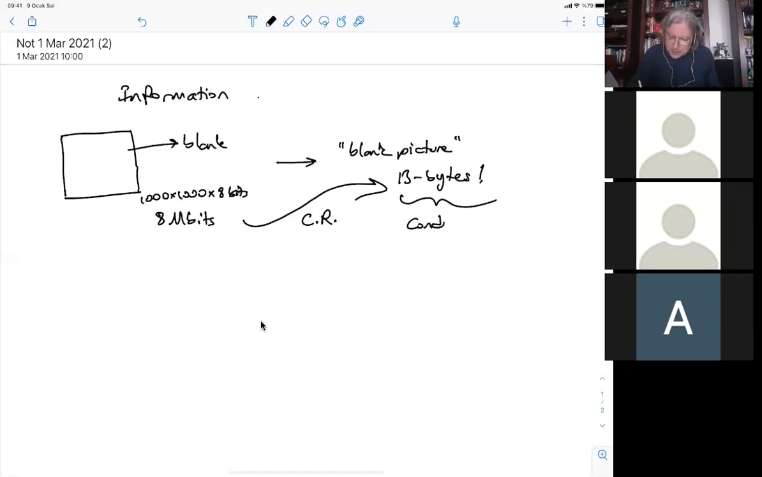I've got a question. Yes, please. Why is it 13 bytes? Because there are 13 characters in this text. Blank picture, blank space picture, contains 13 characters. And every character is represented using an ASCII code using 8 bits, which is 1 byte. So 13 characters is 13 bytes, isn't it?